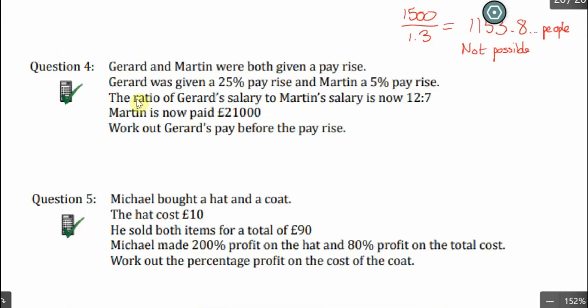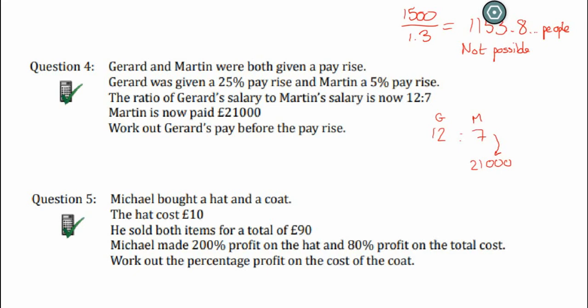Gerard and Martin were both given a pay rise. Gerard was given a 25% pay rise and Martin a 5% pay rise. The ratio of Gerard's salary to Martin's salary is now 12:7. Martin is now paid 21,000. Work out Gerard's pay before the pay rise. Okay, so a bit of ratio thrown in there. So 12:7. That's Gerard to Martin, and Martin is now paid 21,000. So that's our linking bit of information.